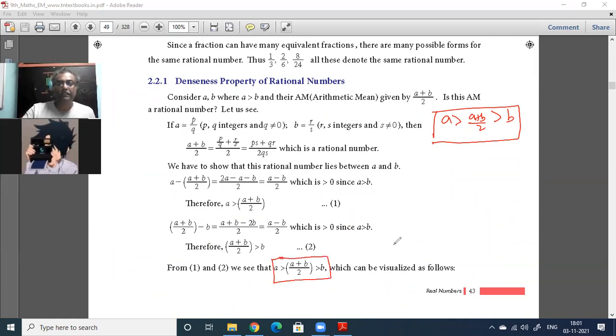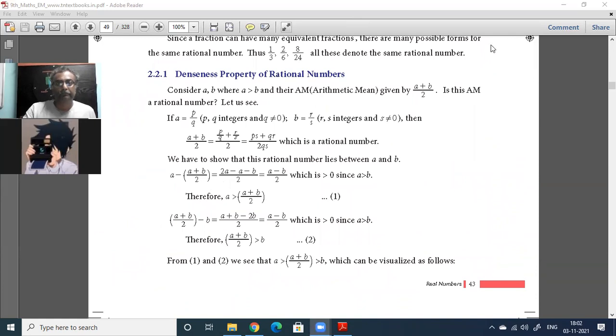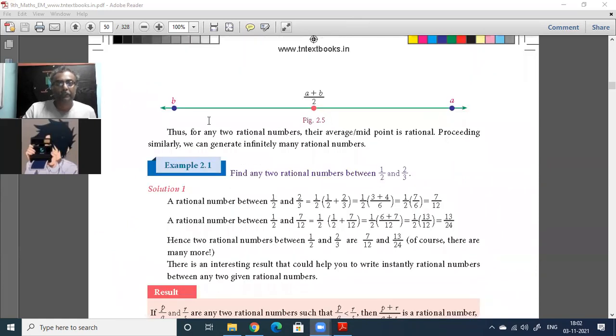So you can visualize that as follows. How to visualize that? There is b, there is a, and then a plus b by 2 is in the middle of this. Now this one, this is what I told. You can visualize this as 10, this as 3, and this as 13 by 2. 13 by 2 is in between 10 and 3. Okay, exactly in the middle.